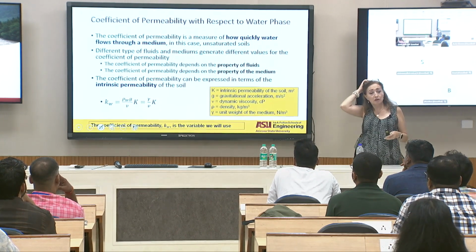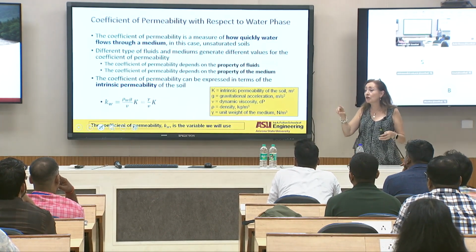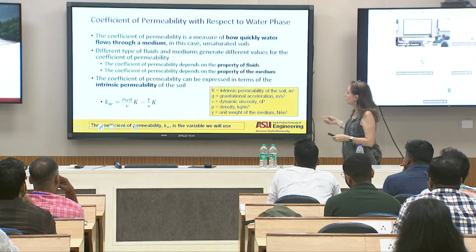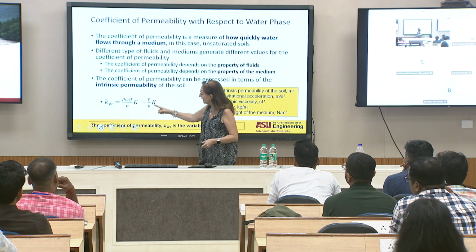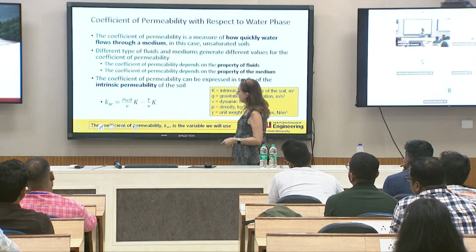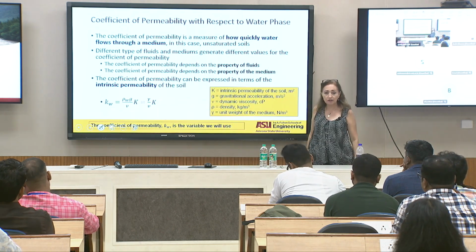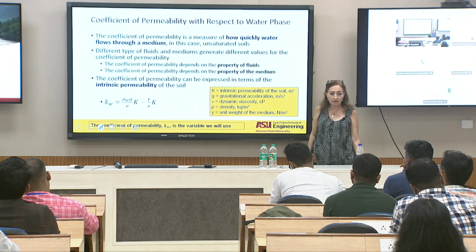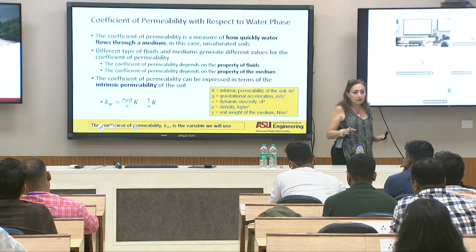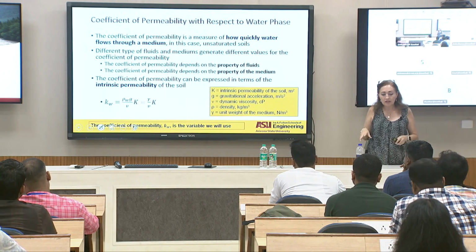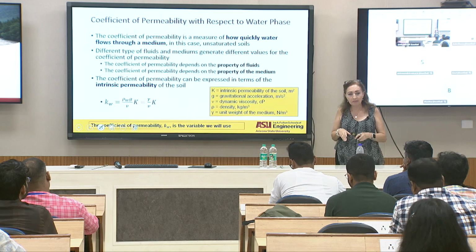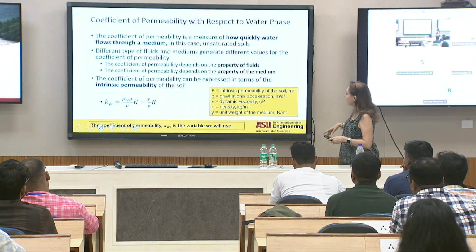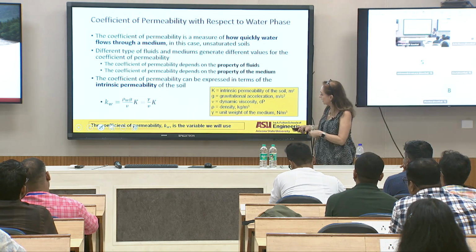So that's why we don't use the intrinsic permeability, which is related to the hydraulic conductivity by gamma divided by the viscosity, right? The dynamic viscosity of any fluid that you have in here, okay? So the coefficient of permeability in unsaturated soils is the variable that we will use, not the intrinsic permeability. It's the one that has units of meters per second.